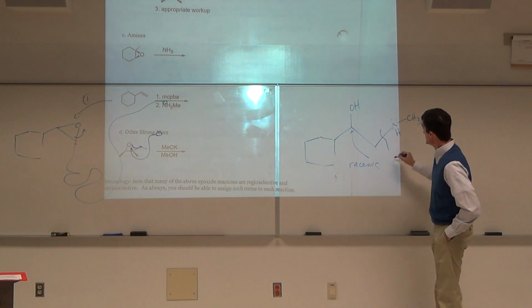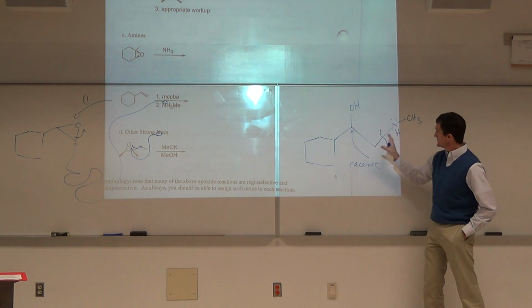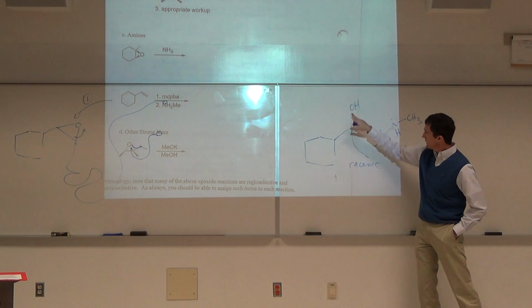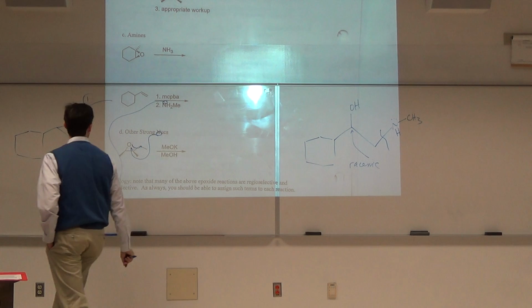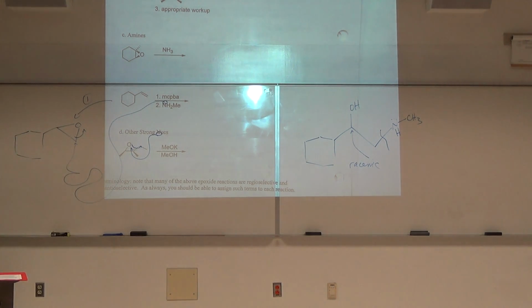What bond did we make? Right here? Nucleophile, carbon-carbon OH. The nucleophile attacked the carbon and kicked the oxygen off. The oxygen became protonated, and there was proton transfer. That's a two-step synthesis.